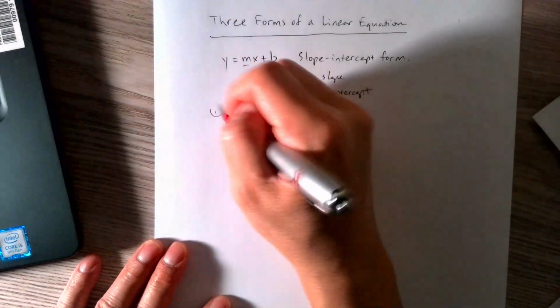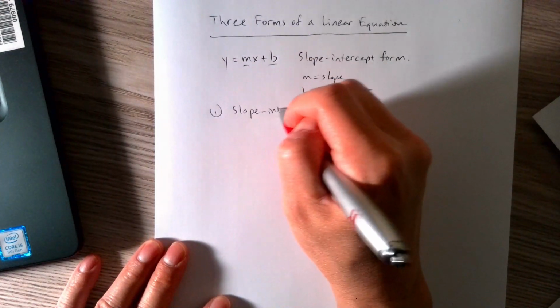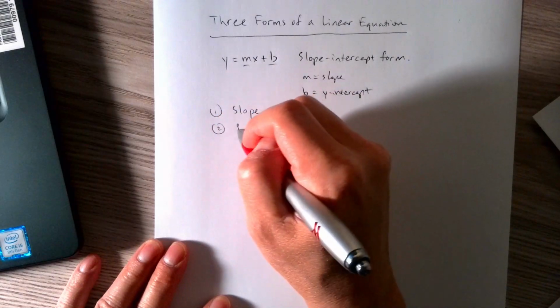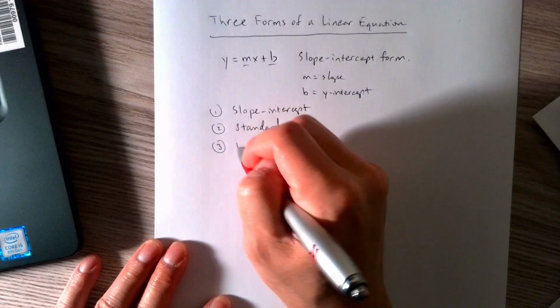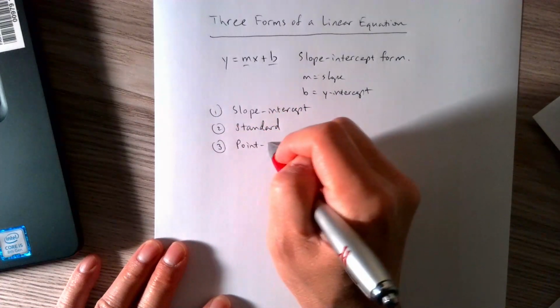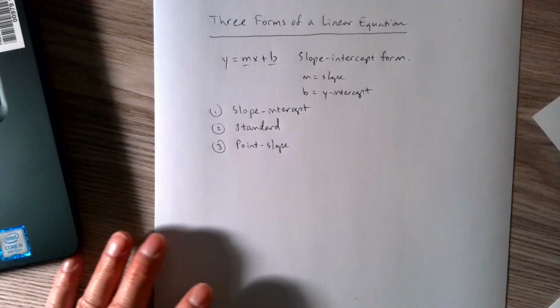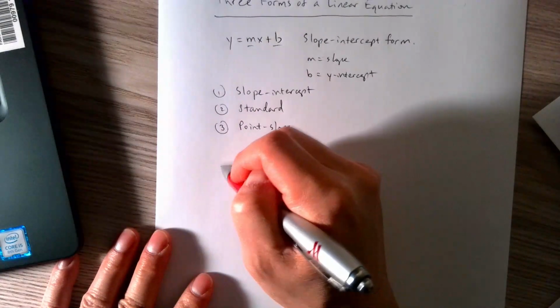Now, there are two other forms that are important to know. There is standard and point slope. Standard looks like this.